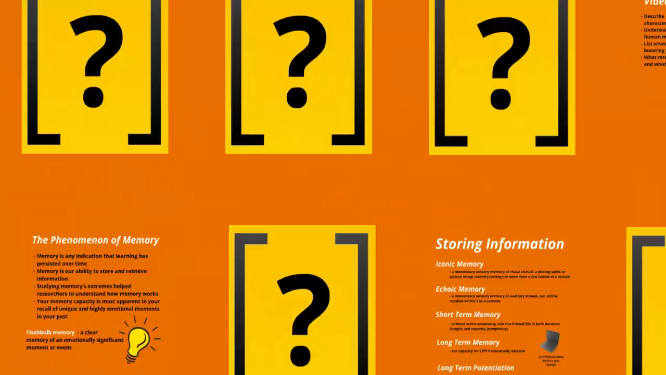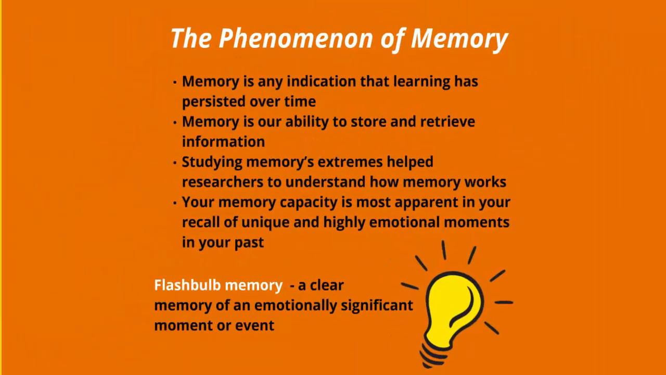The phenomenon of memory. Memory is really any indication that learning has persisted over time. It is our ability to store and retrieve information. And studying memory's extremes has helped researchers to understand how memory works. Your memory capacity is most apparent in your recall of unique and highly emotional moments in your past. We all remember where we were when 9/11 occurred, our wedding, a child's birth, or the death of a significant person. These are called flashbulb memories because they're clear memories of an emotionally significant moment or event.